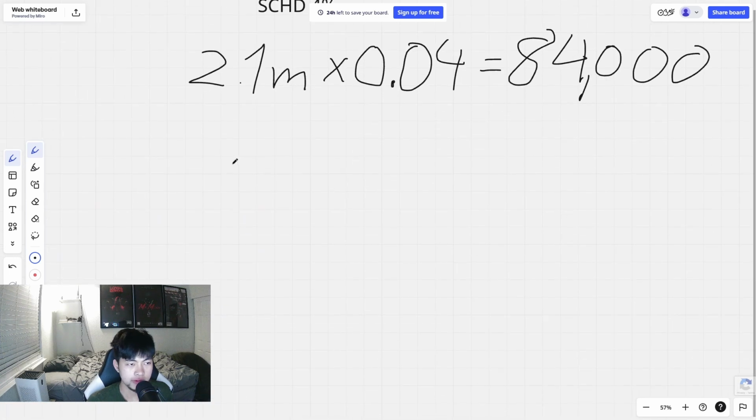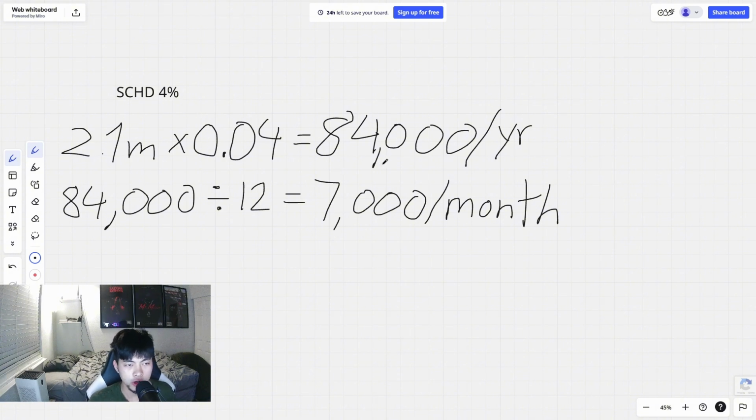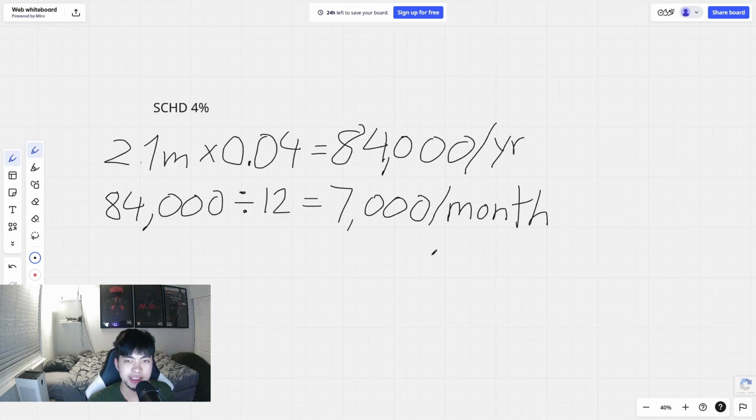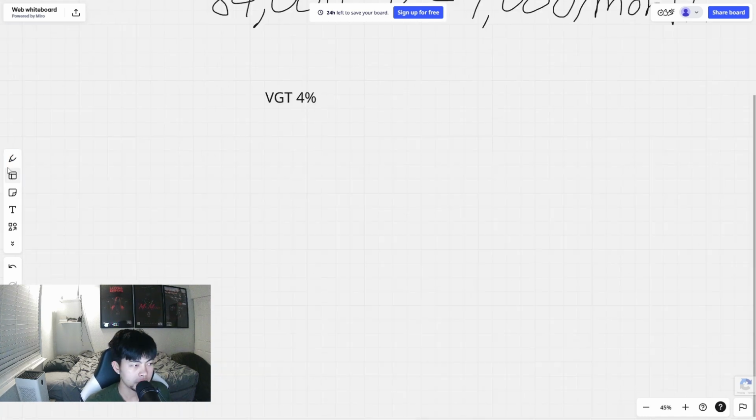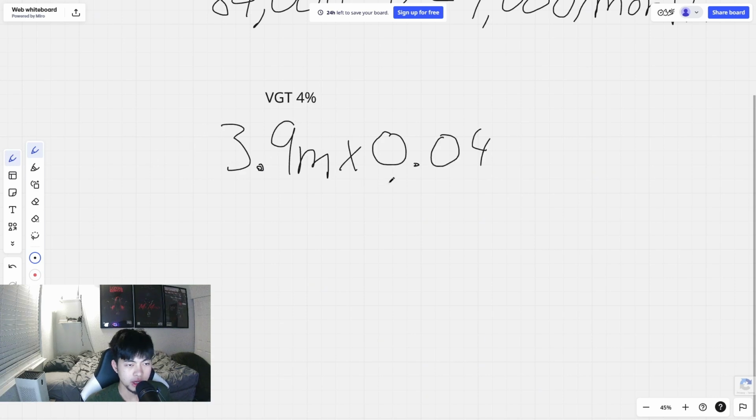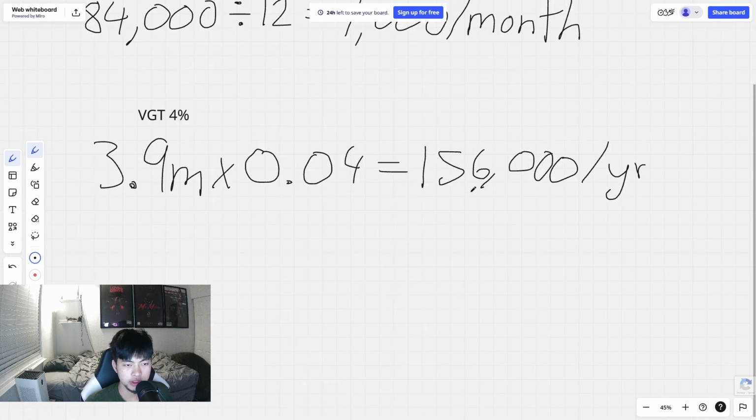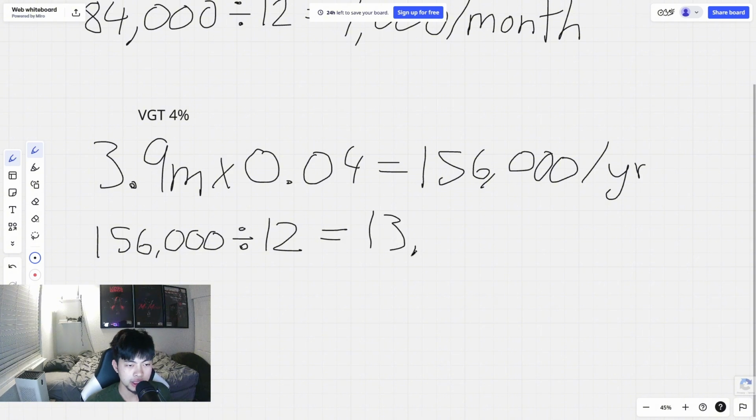If you break this down even more, let's divide this by 12. By the end of your retirement, you could withdraw about $84,000 and live off that, which is equivalent to $7,000 per month. Now let's apply the same rule for VGT. For VGT, we end up with $3.9 million. We times that by 0.04, which gives us about $156,000 per year. And if we divide this by 12 months, we get roughly $13,000 per month that we can withdraw safely.